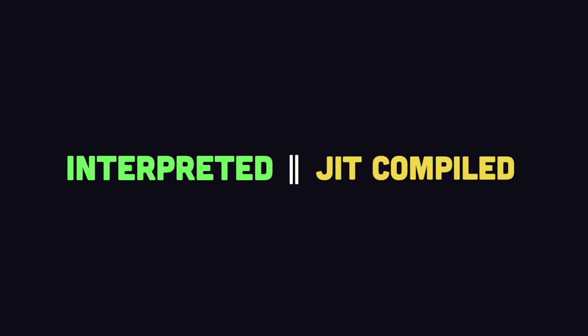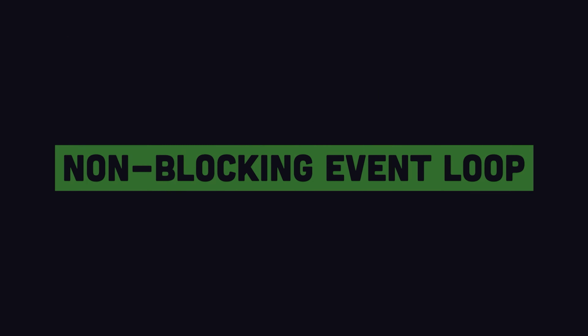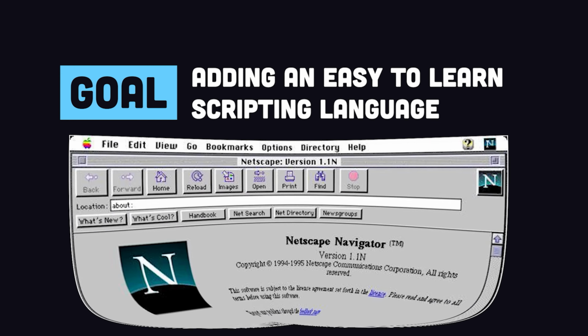JavaScript, a high-level, single-threaded, garbage-collected, interpreted or just-in-time compiled, prototype-based, multi-paradigm, dynamic language with a non-blocking event loop, made famous for building websites. It was created in 1995 in just 1 week by Brendan Eich, with the goal of adding an easy-to-learn scripting language to the Netscape browser.